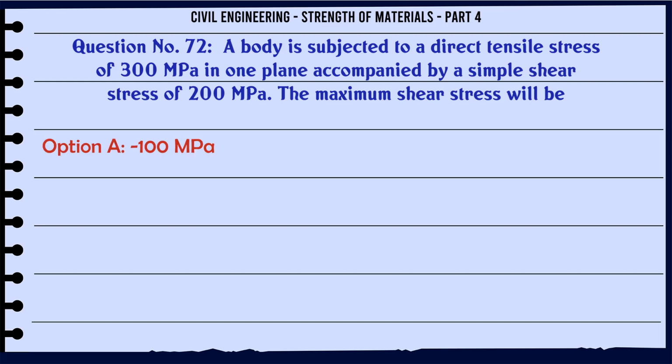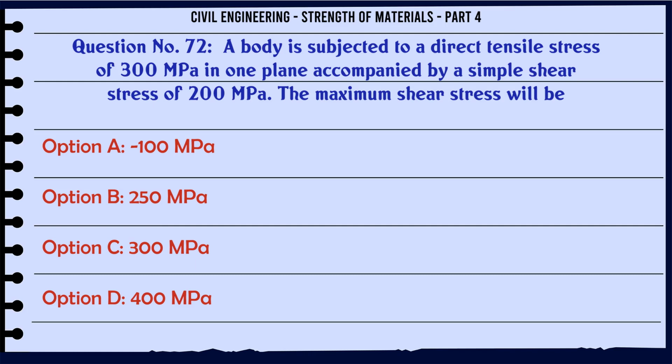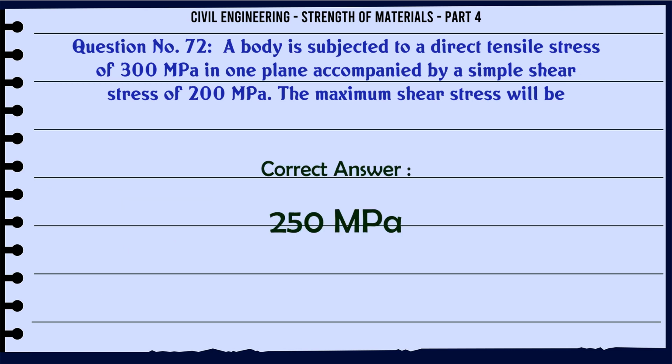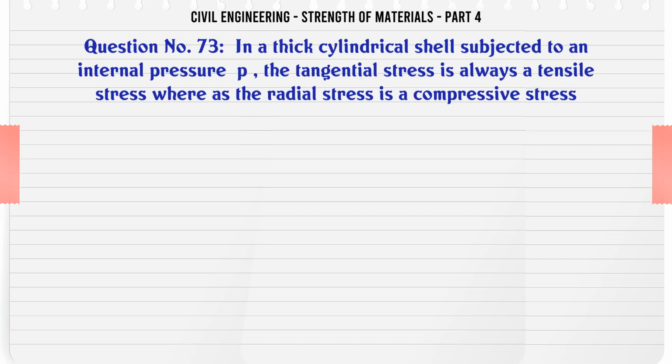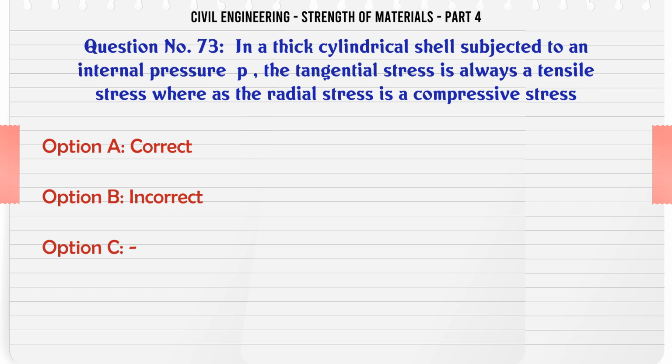A body is subjected to a direct tensile stress of 300 MPa in one plane accompanied by a simple shear stress of 200 MPa. The maximum shear stress will be A. 100 MPa, B. 250 MPa, C. 300 MPa, D. 400 MPa. The correct answer is 250 MPa.